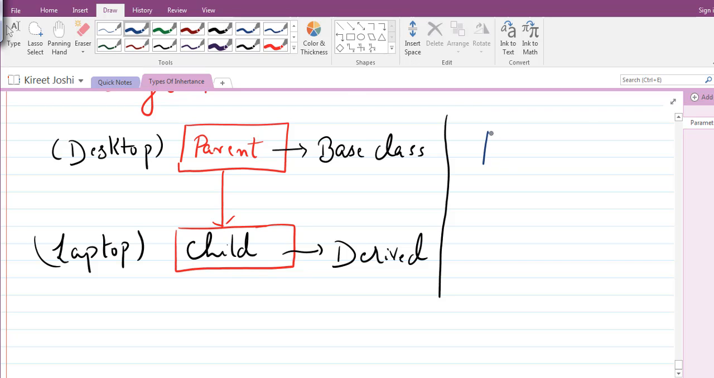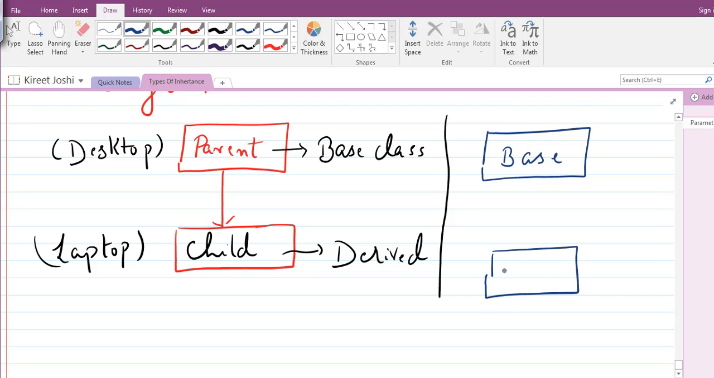In some books, you will see this type of figure in this way also, that this is a base and this is, let us suppose, derived, and you will see that the arrow is from derived to base. Here I have put an arrow from parent to child, or from base to derived, but in some books the direction of the arrow is from derived to base. So both of these representations are correct.